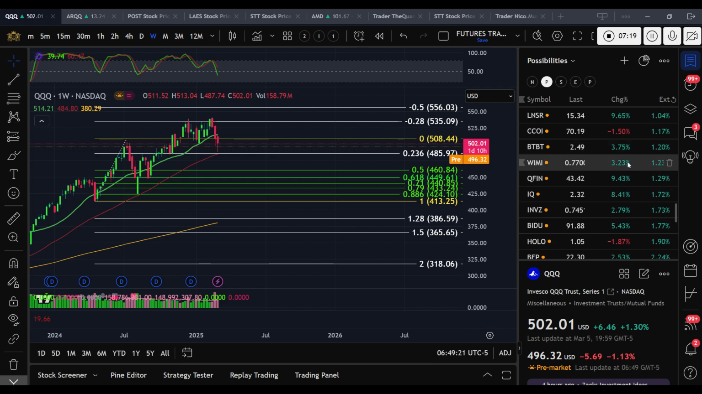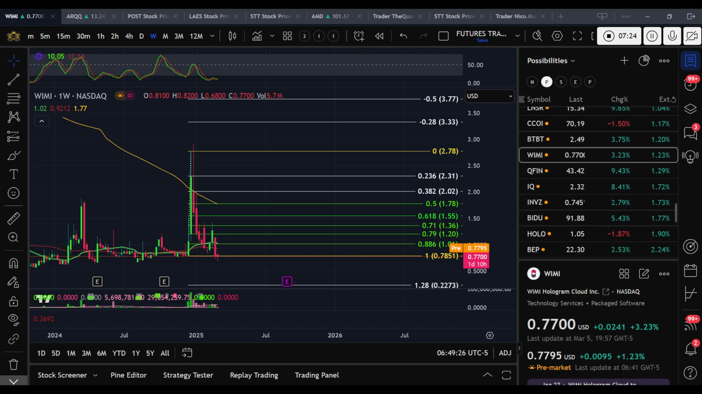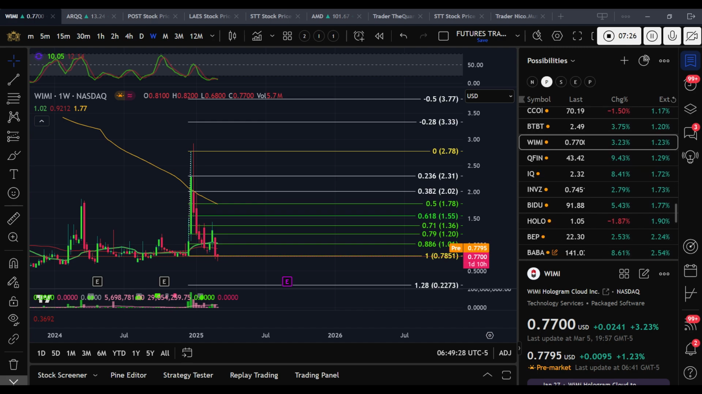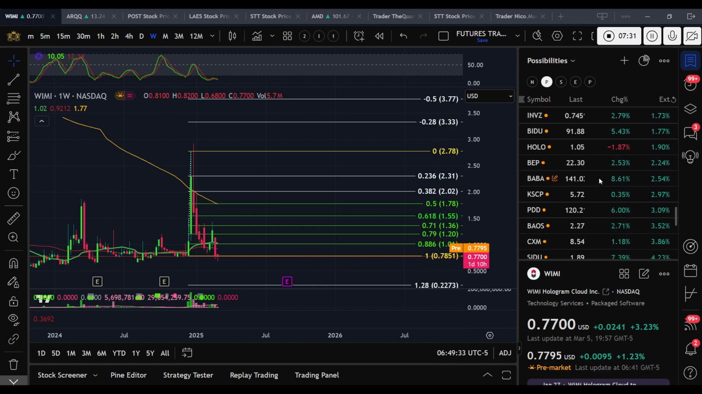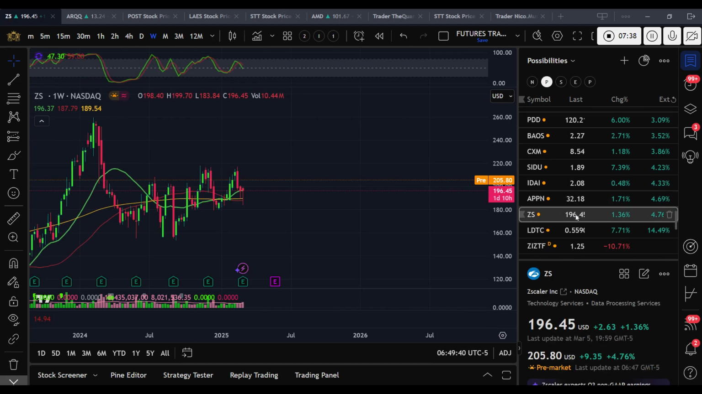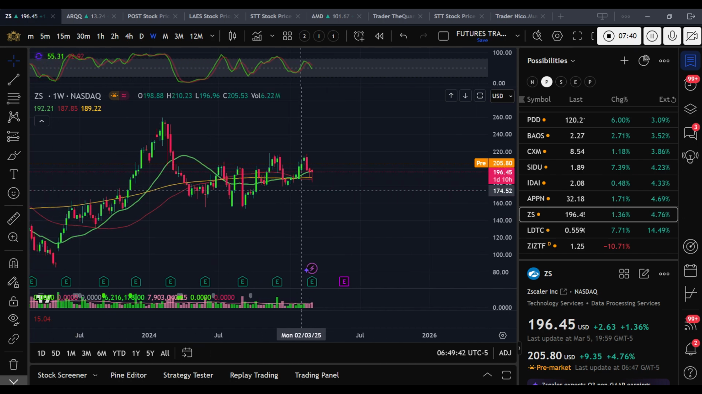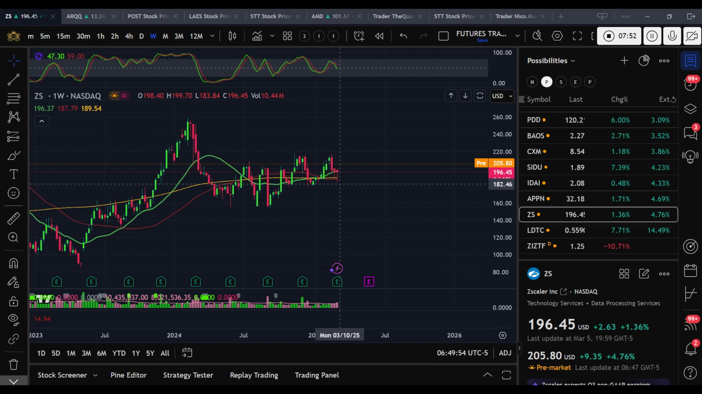Chinese stocks. I think YME is a Chinese stock, about 75% sure. QFIN, IQ, definitely Chinese. Holo, Chinese. So it appears that if you want to catch a bullish trade, you would probably need to do that out of China. So this is the other possibility that I mentioned at the end of the day yesterday, that when we get to the 200 moving average, there typically is a reversal.